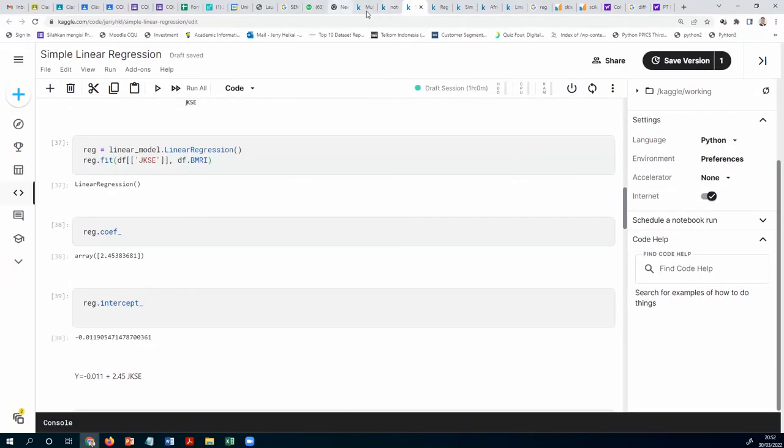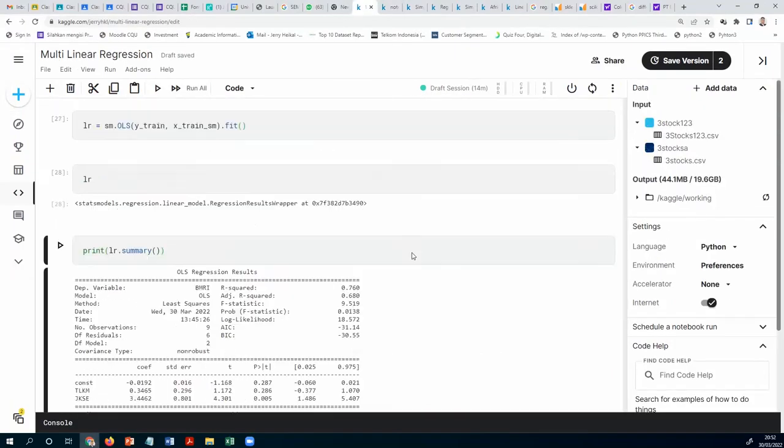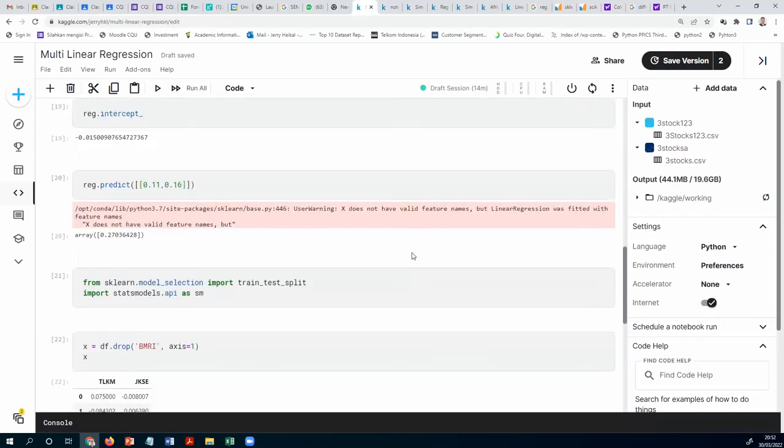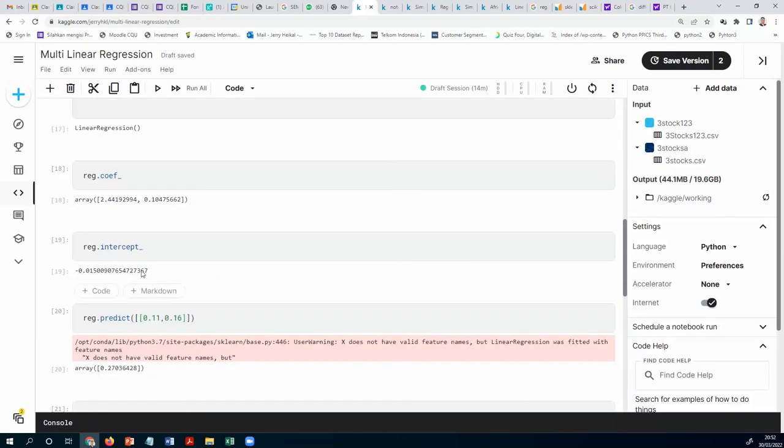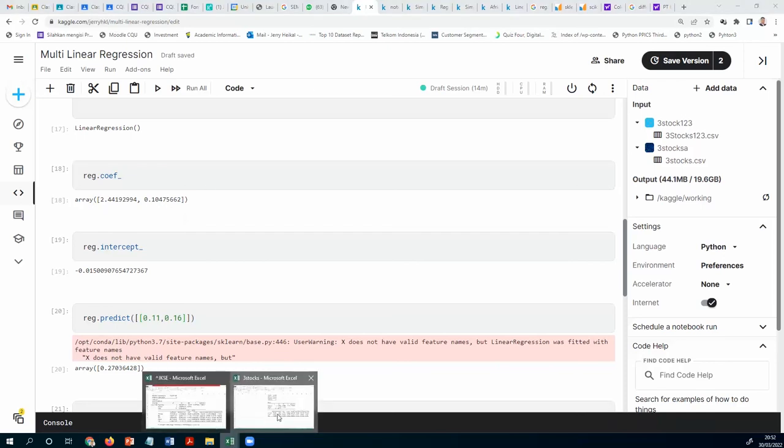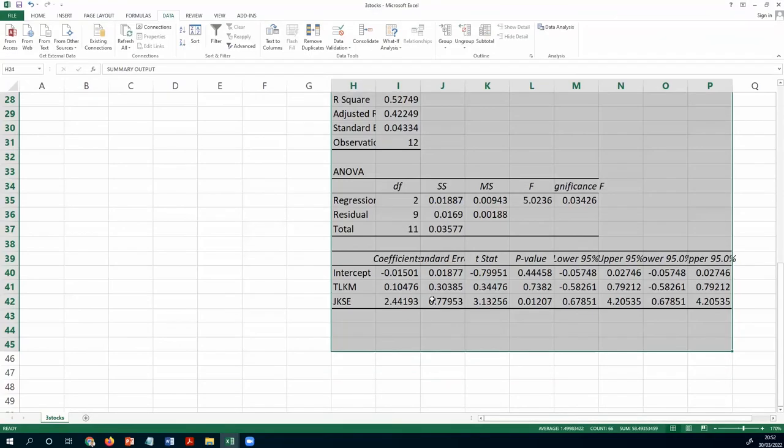Let's see it in this one using the full data. 2.44, 0.104. Same? Same. Yes, the same, Carmelita. You have a good idea, Carmelita. Want to validate the model using the Excel.